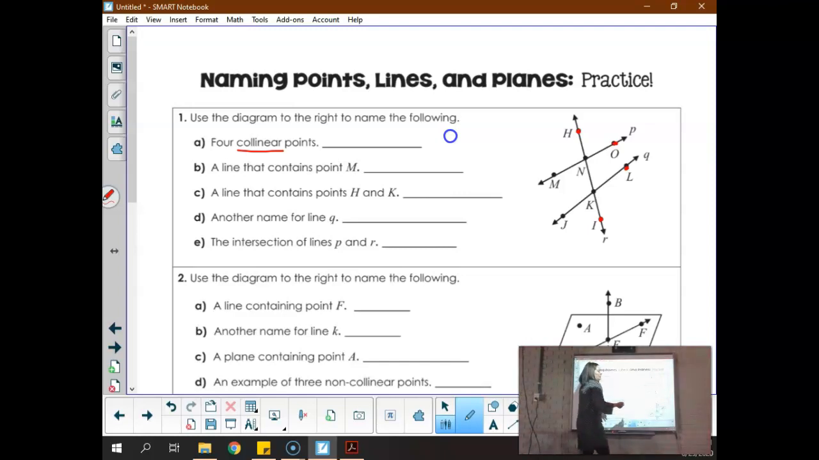So if you look over here, on line P, I have O, N, and M. On line Q, I have L, K, and J. And on line R, this is the only one that actually has 4 dots. So it is H, N, K, and I.